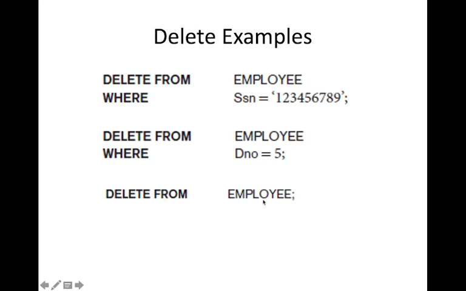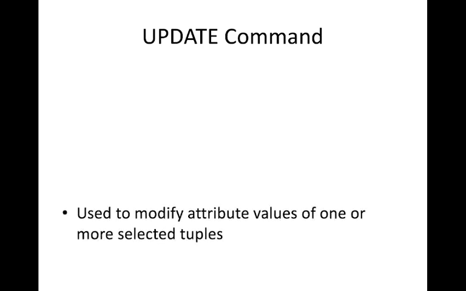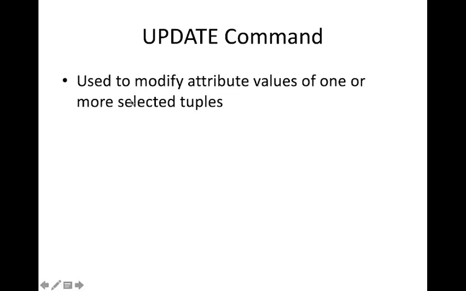So this is delete. If you want to delete the table completely, with its definition also, then you have to use the drop command which you have studied in the previous lecture. So that is delete. Then we have the update command. The update command is to modify some attribute values of one or more selected tuples. You can change a single row or multiple rows.